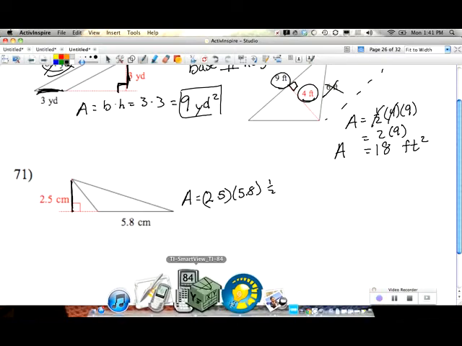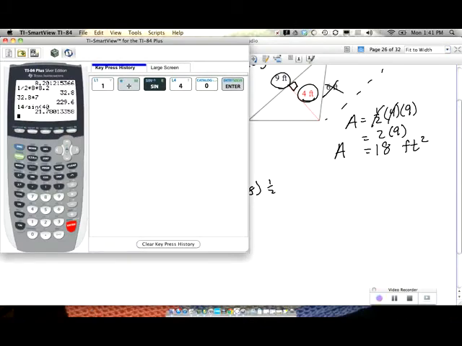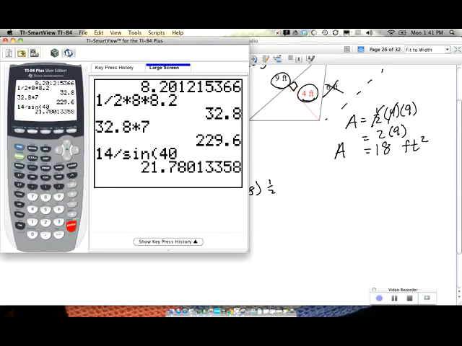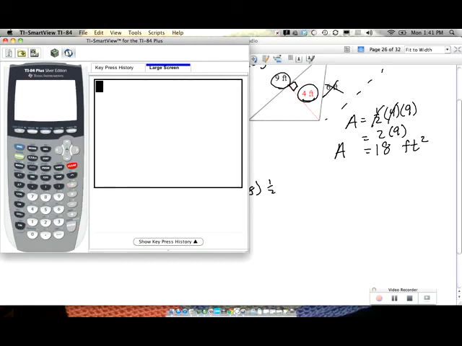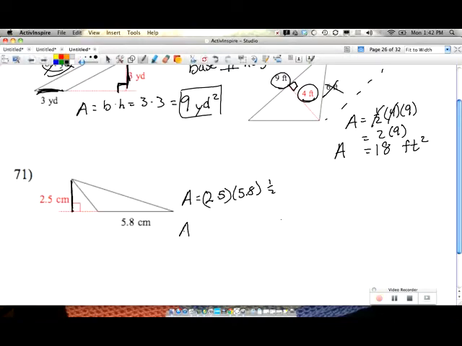Let's look at our screen. We're going to do 2.5, not 25. Let's clear that. Let's clear all this actually. Let's start with a fresh screen. 2.5 times 5.8 divided by 2. That gives 7.25, so the area equals 7.25. We keep on moving here.